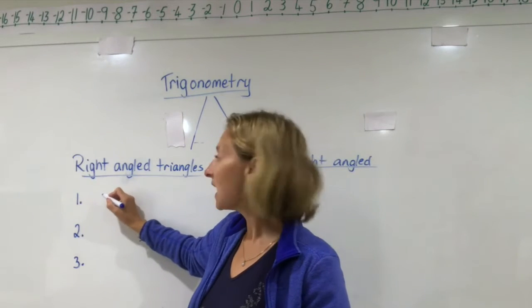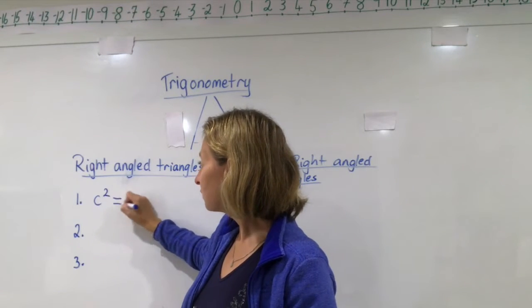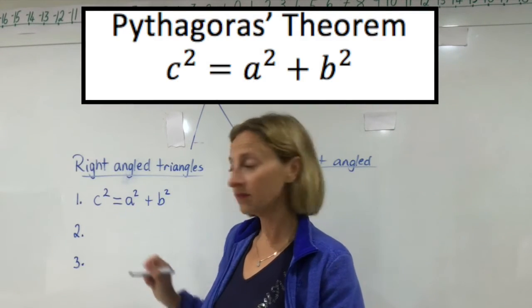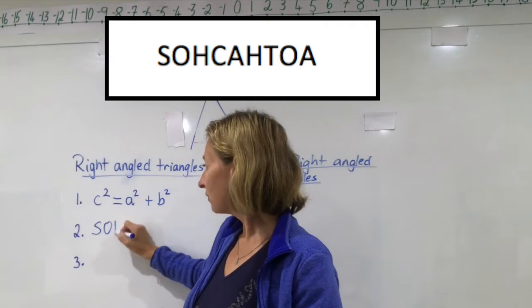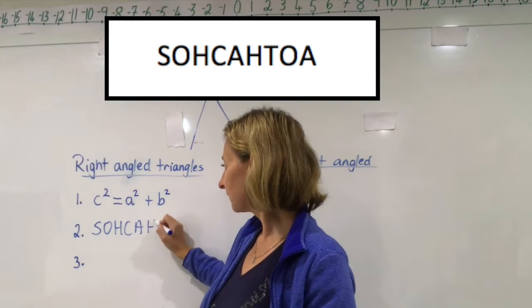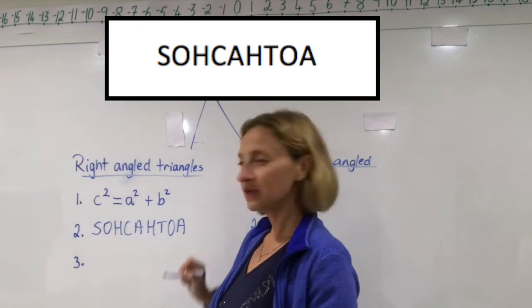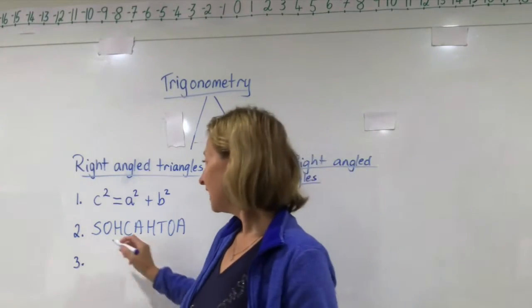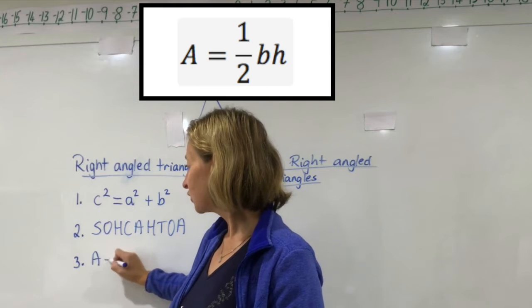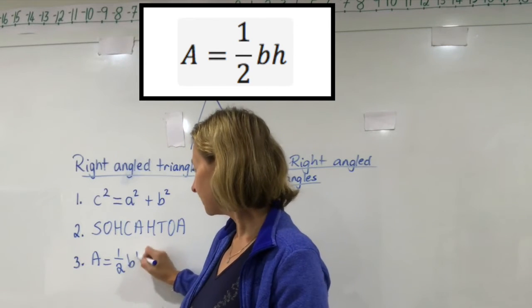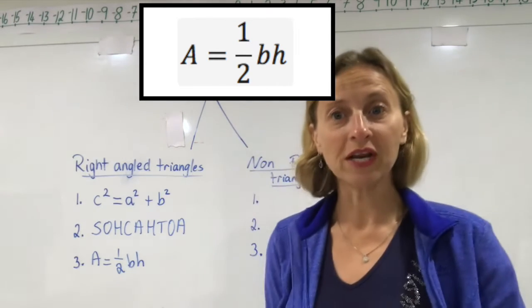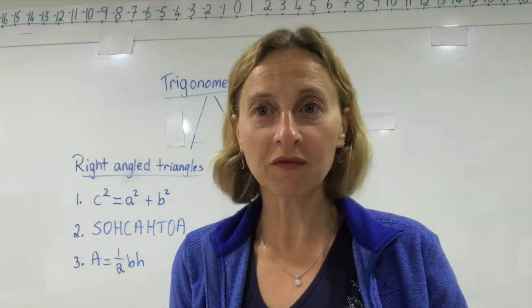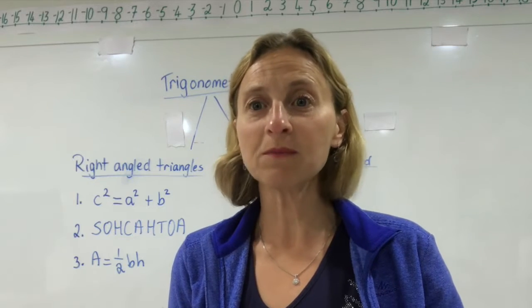And those 3 rules are Pythagoras, which you've already learned in Year 8, Sohcahtoa, which you're about to learn. Some of you may have already heard about it, but that's what you're going to learn today. And then you have area of a triangle, which is half base times height, which you also should already know. So actually, out of the 3 rules on right-angled triangles, you already know 2 of them. So it can't be as difficult as most people make it out to be.